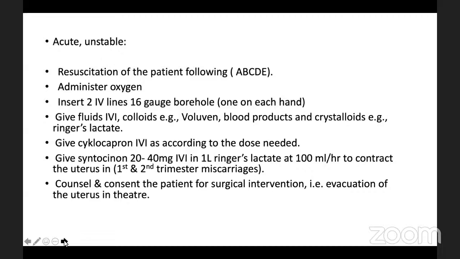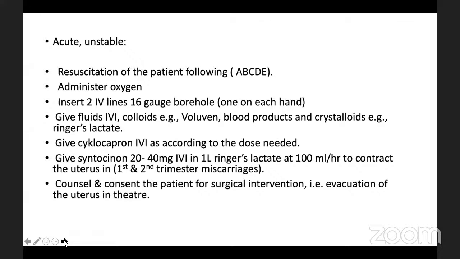If it's pregnancy related, we give syntocinon, about 20 to 40 milligrams IVI in a liter of Ringer's lactate, and run it at about 100, 120 mils per hour to contract the uterus. Then at this stage, we need to counsel the patient for further management, because these are patients that might need further intervention surgically. So counseling and consent comes in very handy.